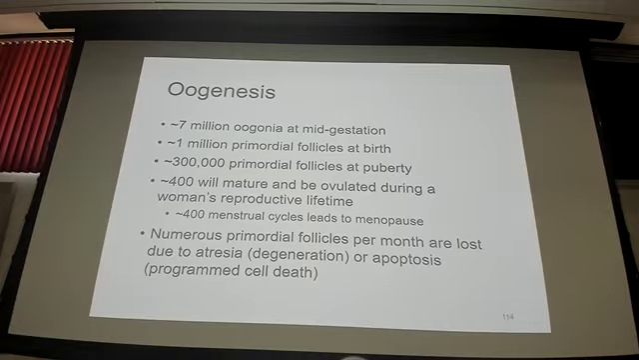This is what I was talking about. During gestation, you go from 7 million down to about 1 million at birth, and they continue to undergo atresia. You know what atresia means? Sort of slow death, attrition, wasting away, basically cellular death. You don't end up with 1 million or even 300,000. About 400 will ultimately end up being mature and ovulated, which equals about 400 menstrual cycles. Of course, that can change from patient to patient, but that is an average number.